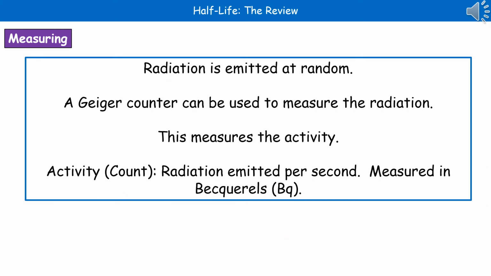Today's physics prep is on radiation. So the first thing we look at is half-life. We should know that radiation is emitted at random. And to measure radiation, we use a device called a Geiger counter.